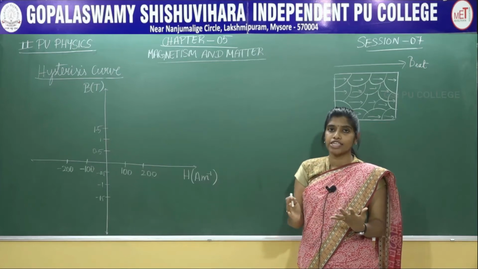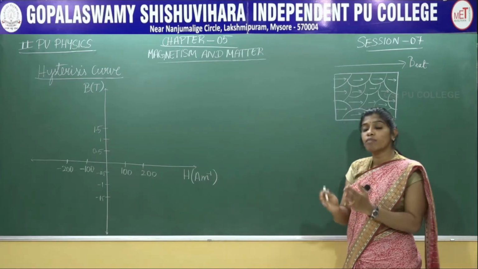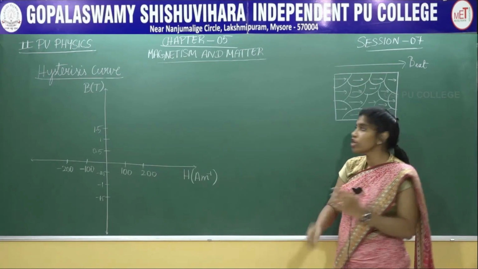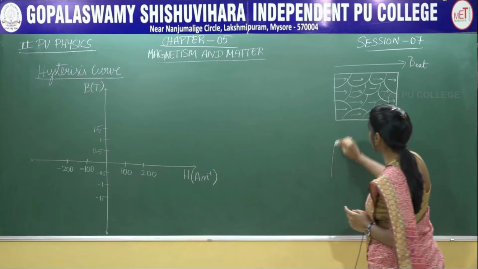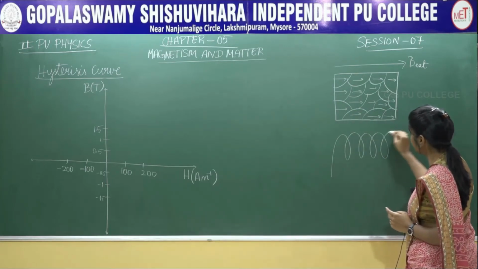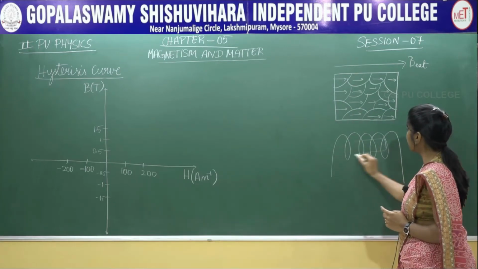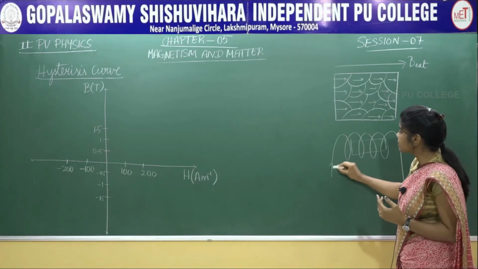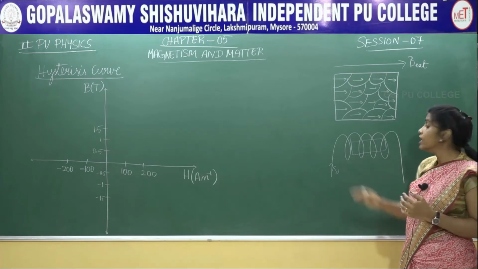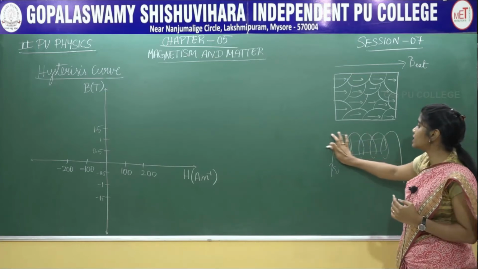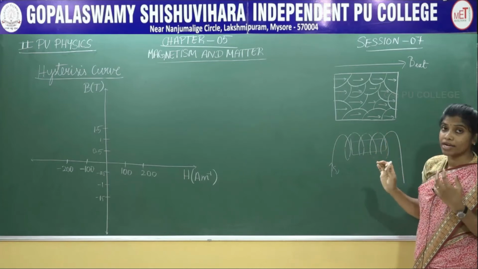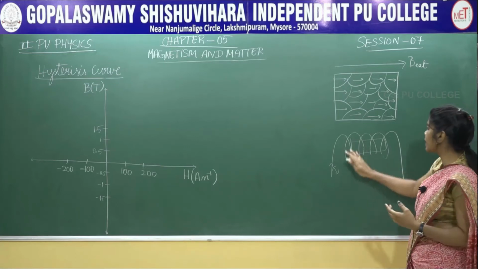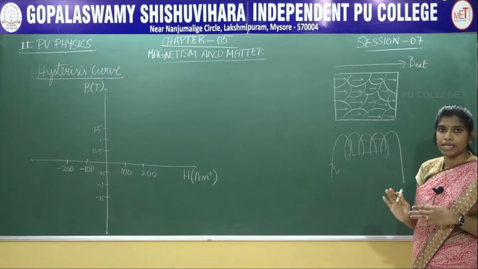So there is no magnetization in the ferromagnetic material. Now I am going to place this unmagnetized ferromagnetic material inside a solenoid. Let us take up a solenoid and place the ferromagnetic material inside it. As you all know, as soon as current is passed through this solenoid, a strong magnetic field is produced inside the solenoid. That strong magnetic field is going to magnetize this ferromagnetic material.